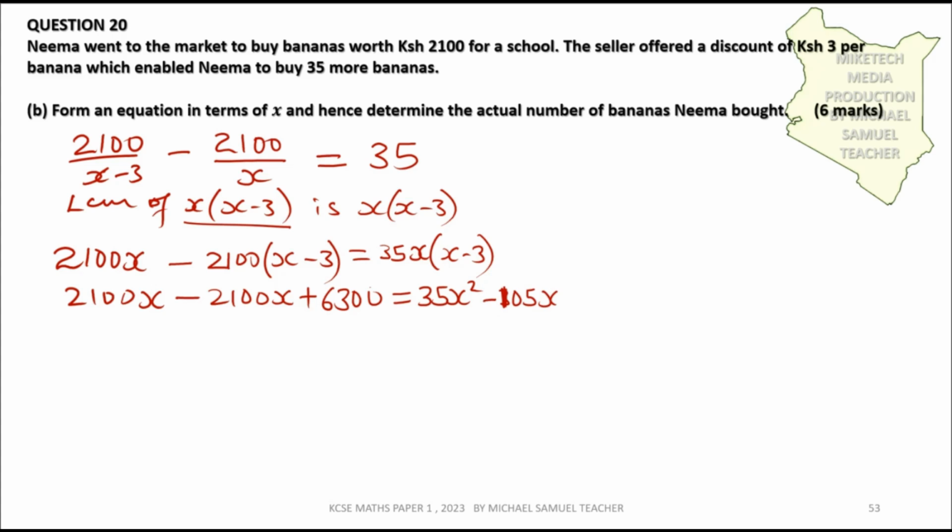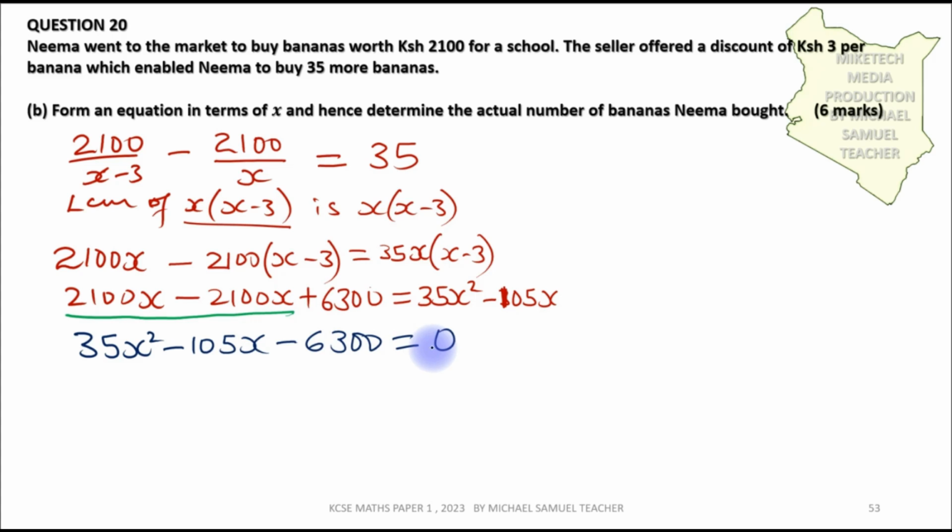So from here, this and this will be eliminated. So we now have 35x squared minus 105x minus 6300 is equal to 0. I'll just rearrange them so I can simplify, dividing through by 35. So this will be x squared minus 3x minus 180 equal to 0.